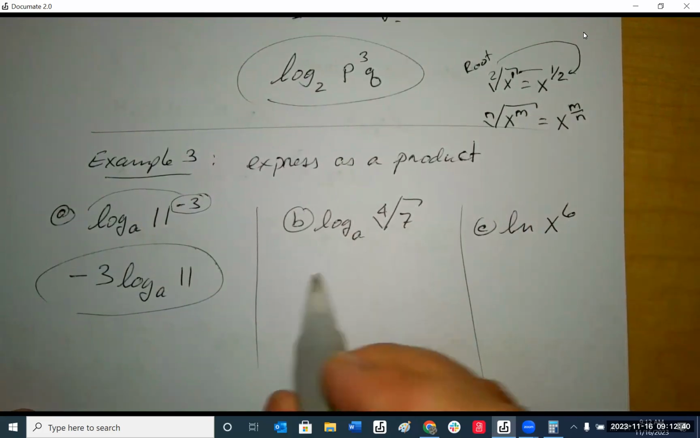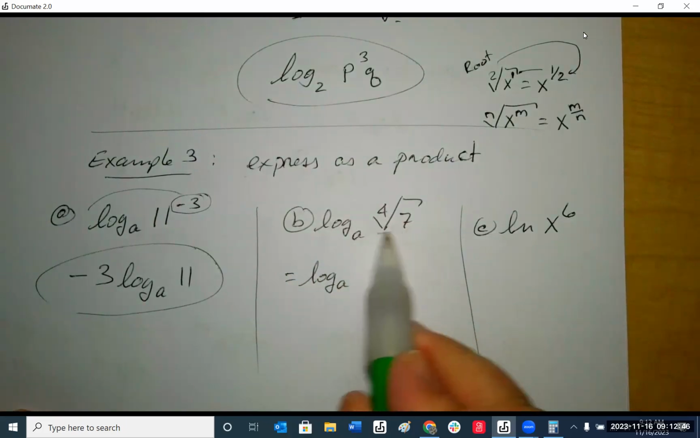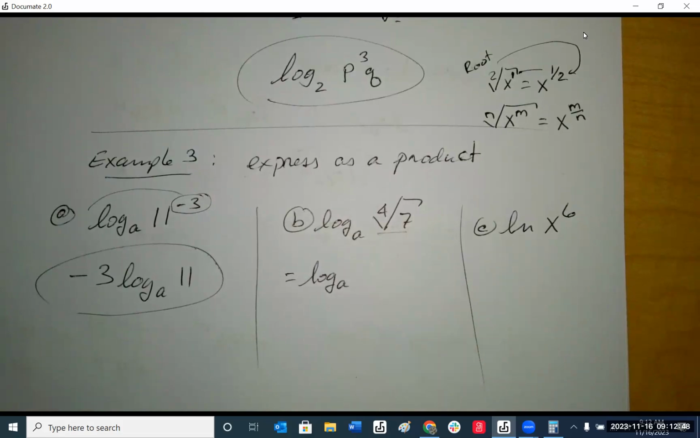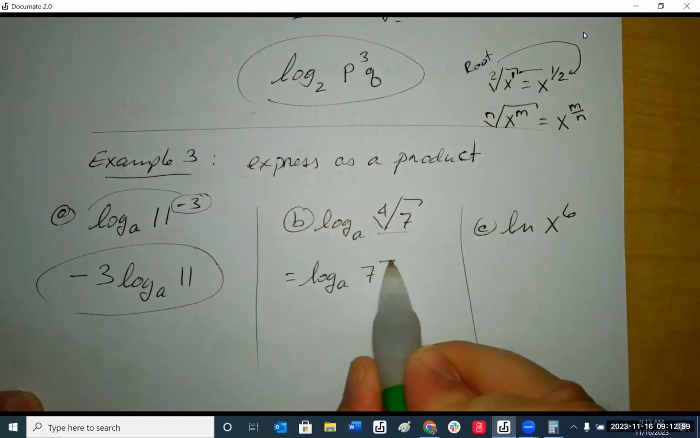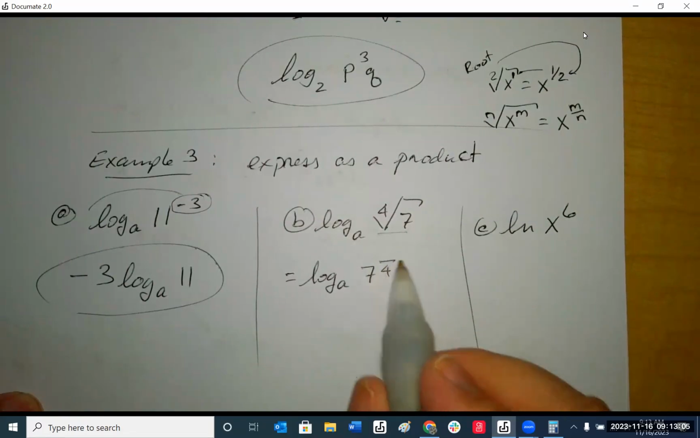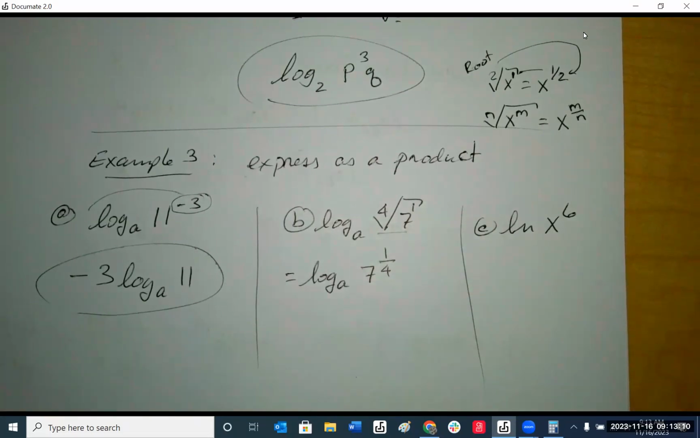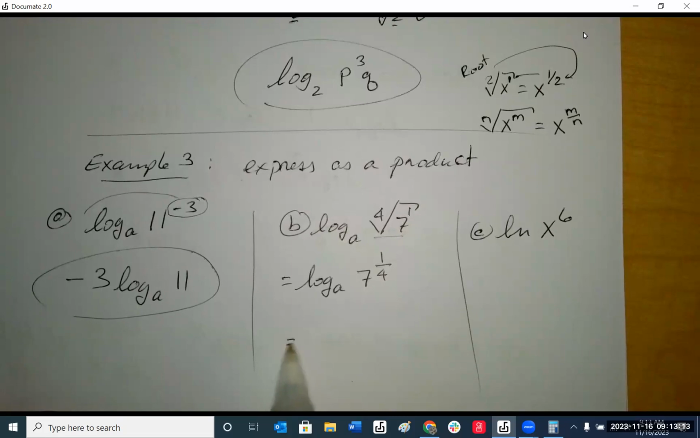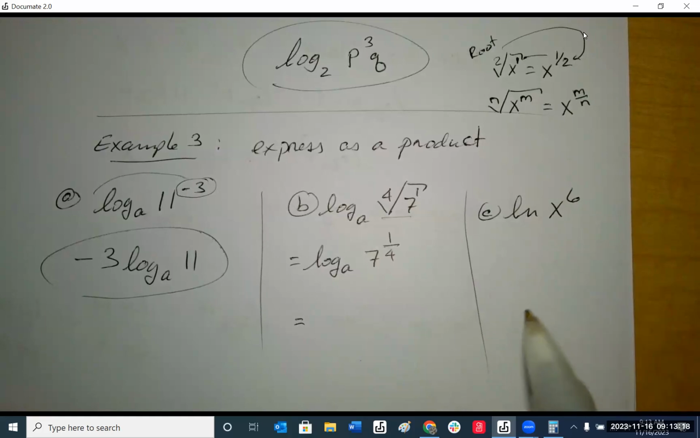So how do I rewrite this one? There's a 7. It's got to be a fraction since it's a radical. What goes on the bottom? What goes on top? 1, because there's no power. If there's no power, it's automatically a 1. So that's how you convert radicals into exponents.